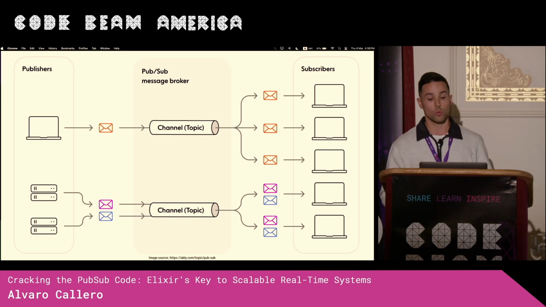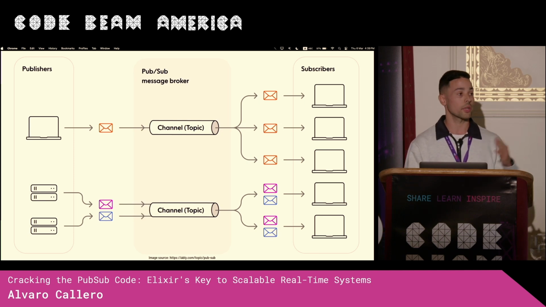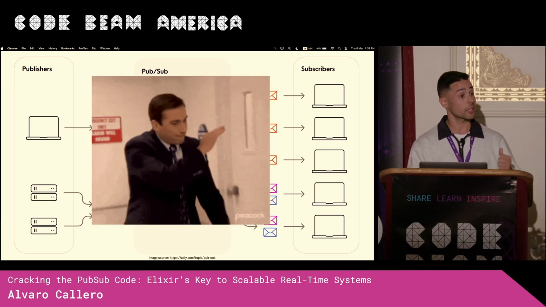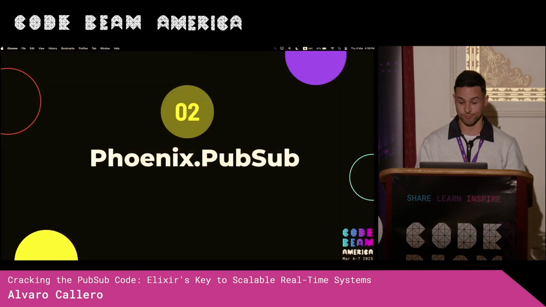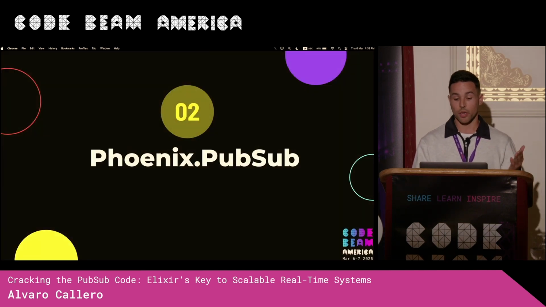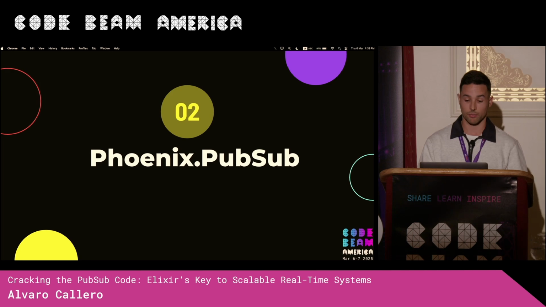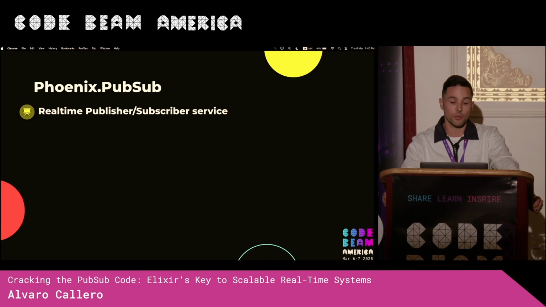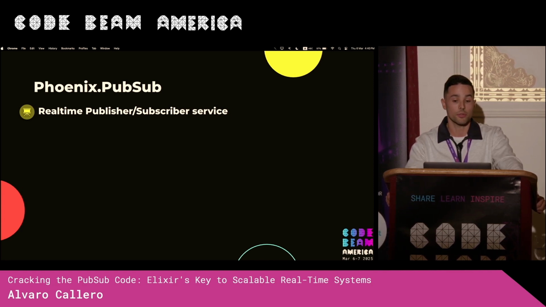The message broker will be grouping the messages into entities called channels or topics. So whenever a new message arrives to a specific topic, it will be delivered to those components that are subscribed to that topic. And this is architecture, simple yet effective. Okay, let's see how we can use PubSub in Elixir. In order to do this, we are going to use the Phoenix.PubSub module. So this is a real-time publisher subscriber service.